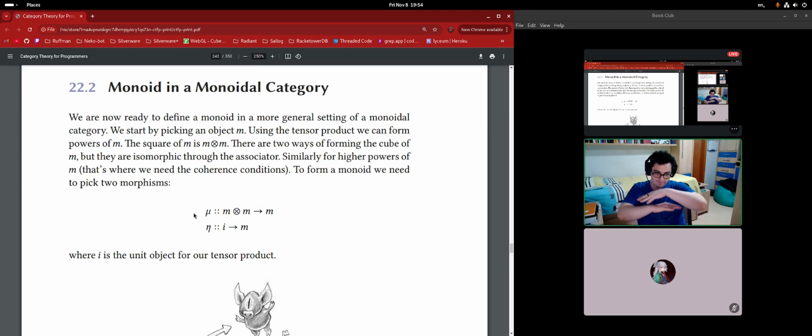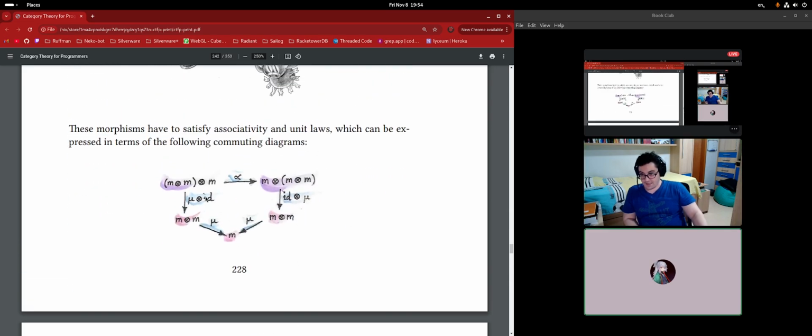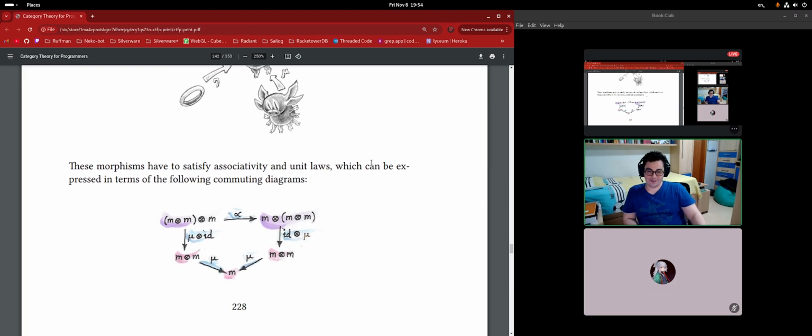So there's also an existential plane difference, where I is the unit object for a tensor product. Cool. And then there's the morphisms. Mandatory Lord of the Rings reference for some reason. These morphisms have to satisfy associativity and unit laws, which can be expressed in terms of the following commuting diagrams. This is the same diagram that we saw before. This is the associativity law, and these things down here are the unit law, I believe, right?